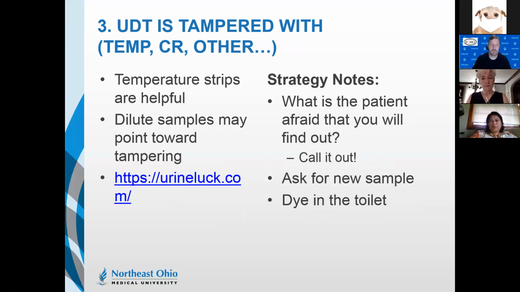The third most common scenario is the games that your patients or your clients will try to play, because they're going to try to tamper with the test, whether it's with the temperature or something else. So it's good to have the temperature strips that you can put on your drug screen, or your little cup. If the sample keeps coming up dilute, that can point toward tampering. There are certainly things you can buy. My favorite website that I learned many years ago is called Urine Luck, U-R-I-N-E-L-U-C-K. I don't even know if that website is still live, but they'll sell you something that you can put into your urine. It cracks me up.